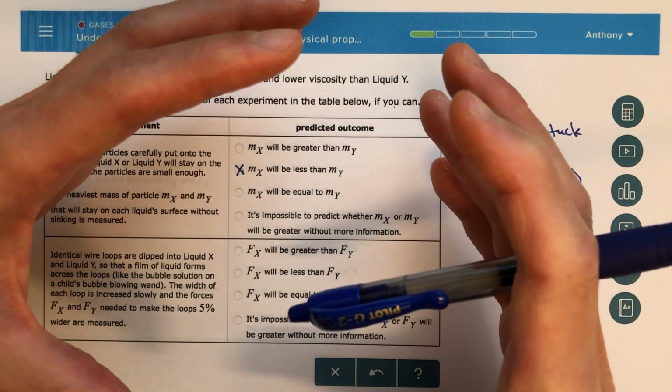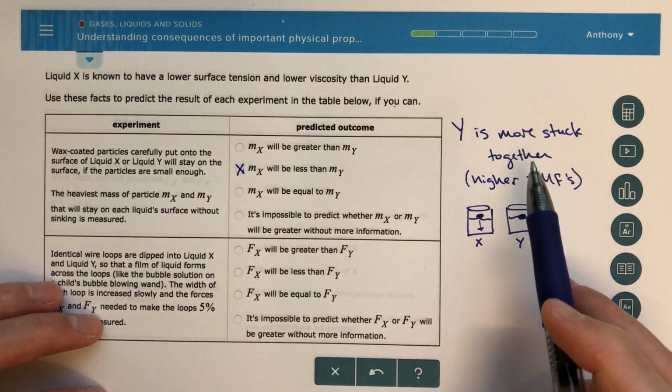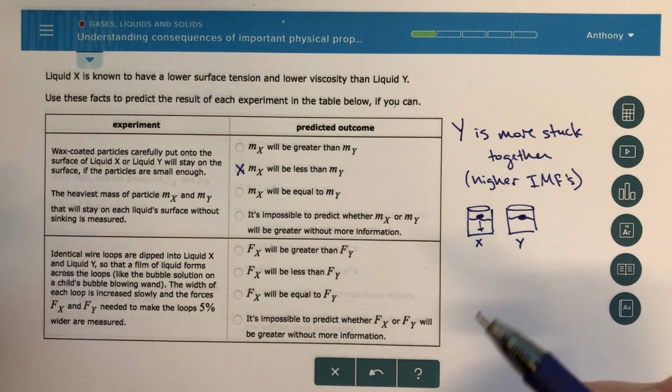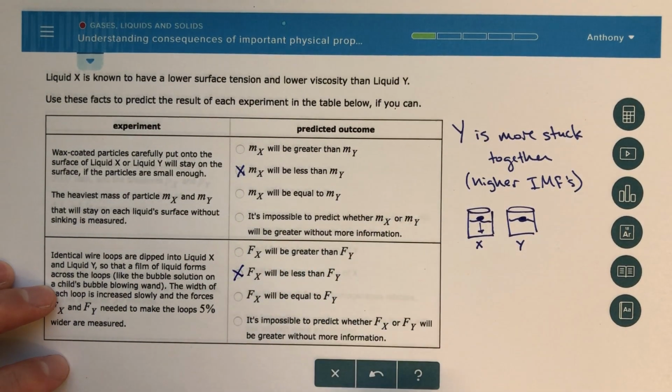And to pull those molecules apart from one another, if they're more stuck together, it's going to take more energy to do that. If they're less stuck together, it's going to take less energy to do that. So f of X will be less than f of Y because X is less stuck together, has a lower surface tension than those Y molecules.